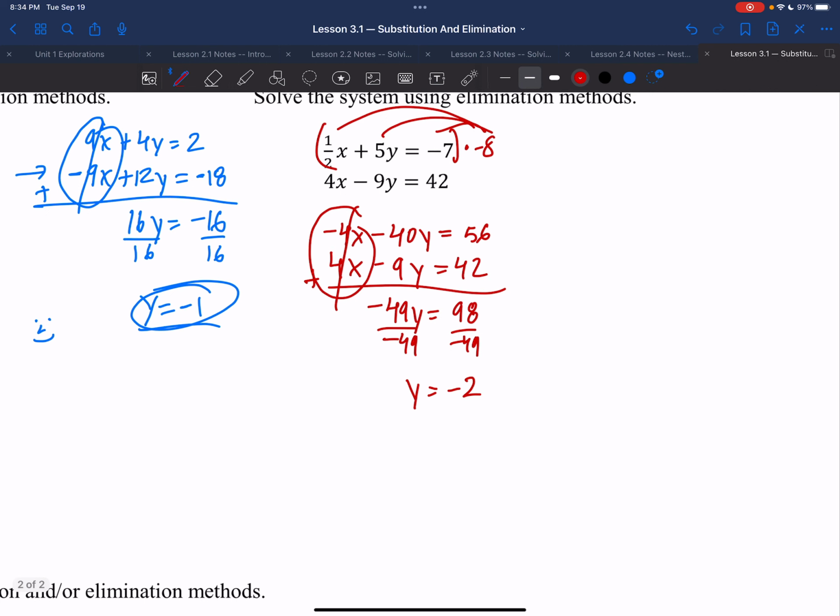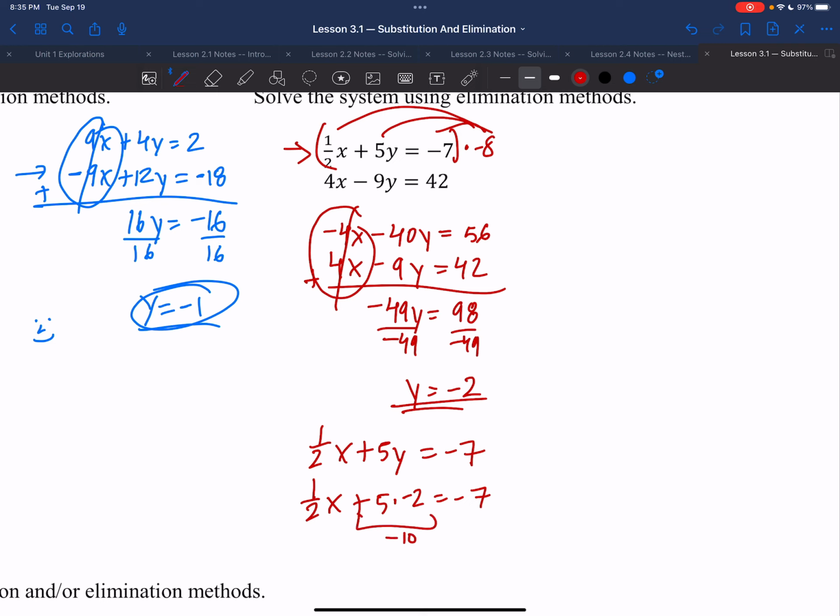And so now, what shall I do? Well, I could choose to do elimination again and try to get the y's, right? I could choose to eliminate y, and then I could find x that way. Or I could substitute y equals negative 2. I think substitution will be a simpler process. I'm going to use the top equation, 1/2 x plus 5y equals negative 7. That comes from right here. And I'm just going to substitute y with the value I found, negative 2. So 1/2 x plus 5 times negative 2 is negative 7.